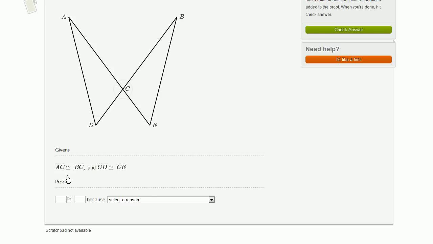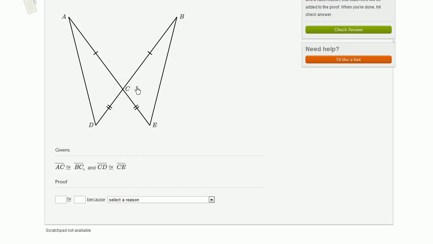They tell us that segment AC is congruent to BC. So AC is congruent to BC. And they also tell us that CD is congruent to CE. So CD is congruent to CE. And I got to mark it twice because CD is not necessarily the same length as CA. In fact, they don't look anywhere close, so we can't assume it. But they tell us that CD is congruent to CE.